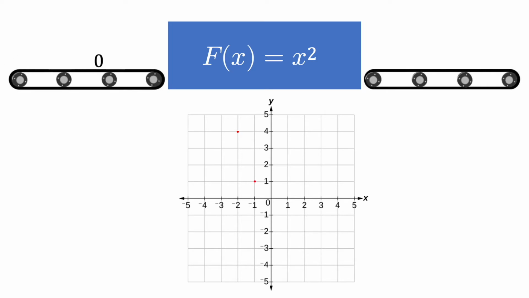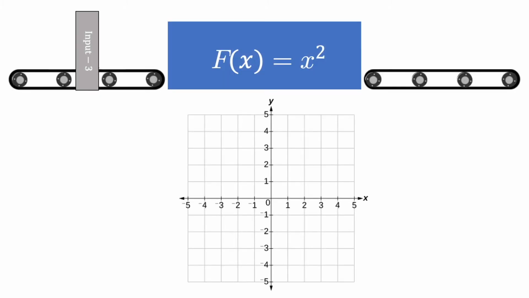If we put in minus 1, it will churn out positive 1. If we put in 0, it will churn out 0. If we put in positive 1, it will churn out positive 1. If we put in positive 2, it will churn out positive 4. Now we can see these points form our parabola.